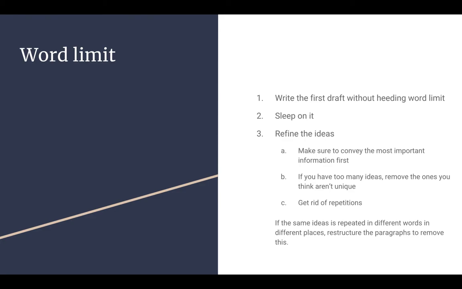So if you're at 1500 or 1800 words, then you have to more than halve the essay. So you have to start by removing entire ideas and paragraphs. And again, sometimes you might find that the same idea is repeated in different words in the beginning and maybe again somewhere in the middle. So getting rid of those repetitions or restructuring the paragraphs such that these ideas appear together, so you don't have to repeat as much information later, would really help in cutting down some words.